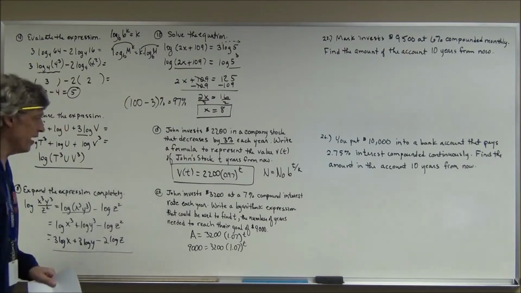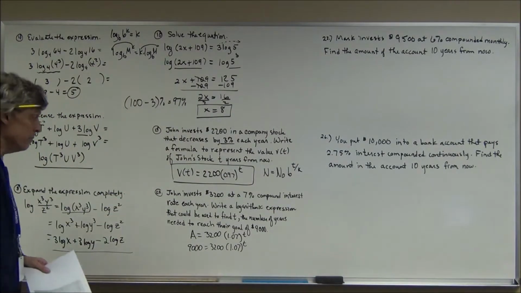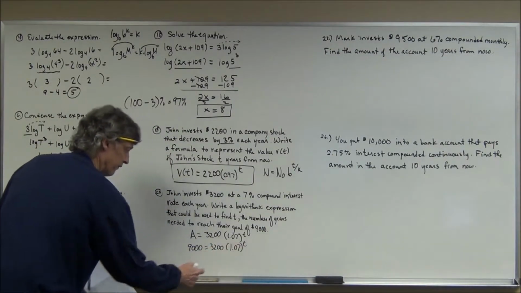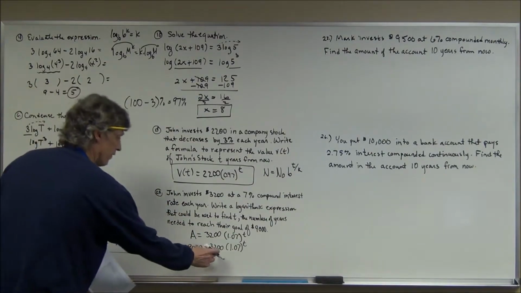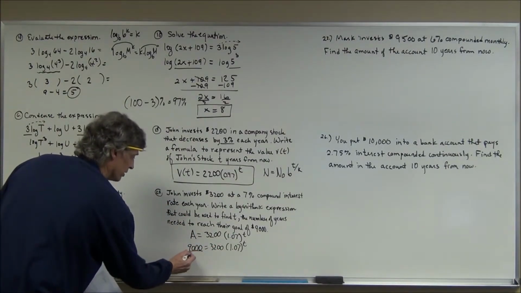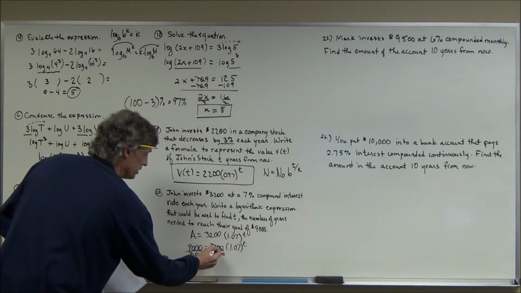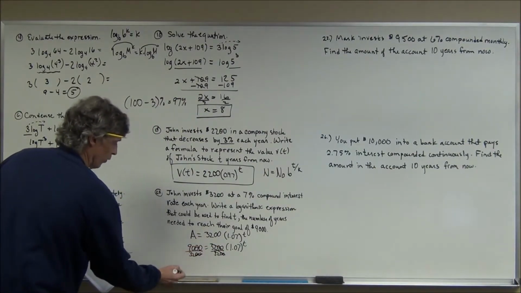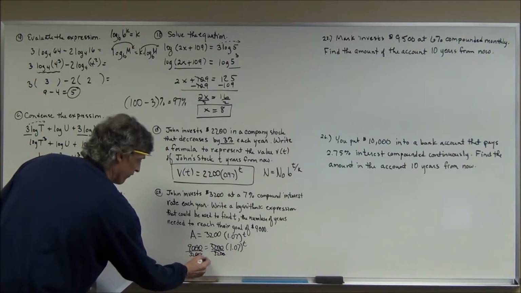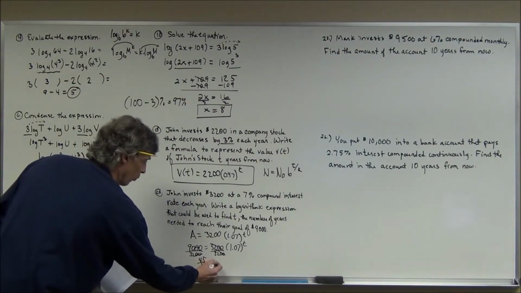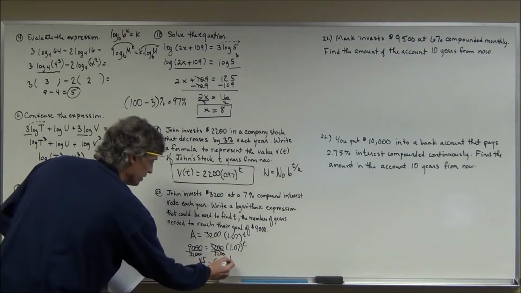Now it doesn't say find t, it just says write a logarithmic expression. So I'm solving for t. What I'm going to do is divide both sides by 3,200. It would have been nice if it was 3,000, then you could come up with a nice simple number. But here I get 90 over 32, or 45/16 equals 1.07 to the t.